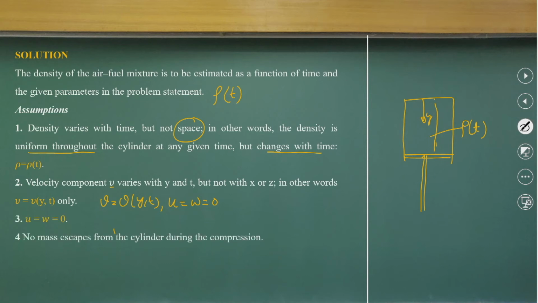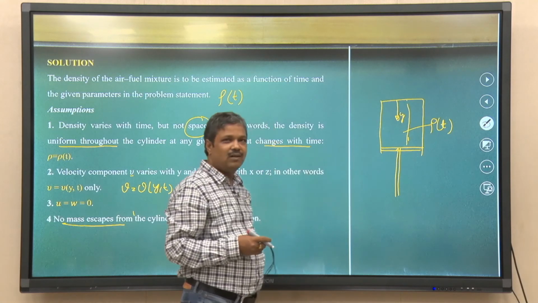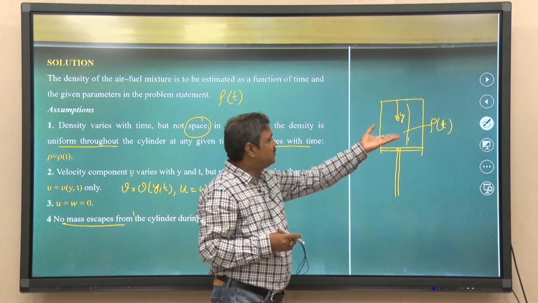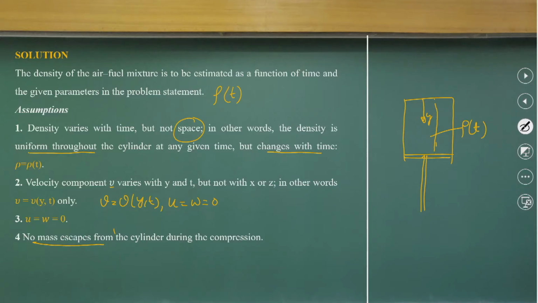And there is no mass escaping from this cylinder, which is very clear cut. Because the piston is moving and no mass is escaping, compression is happening.